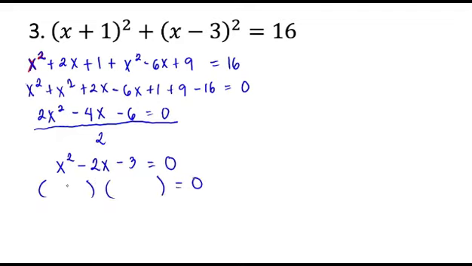ng mas madali. So that is x times x. Then we have negative 3 and positive 1. So that is negative 3 times positive 1 is negative 3. And then negative 3 plus 1 is negative 2. So kapag okay na, solve na natin separately in dalawang linear equation. So that is x minus 3 equal to 0 and x plus 1 equal to 0.